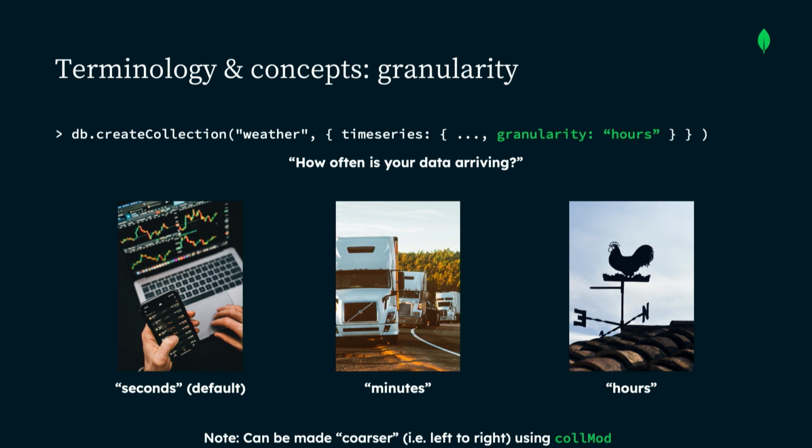It also, the coarser the granularity, the better support for out of order data, just because you have more time, you have more of a buffer to store the data that's out of order together. This can be modified as well later on if you don't get it right. If you think that you should increase to a coarser granularity, you can change that with collMod, but it can only go from seconds to minutes or minutes to hours, not the other way around.